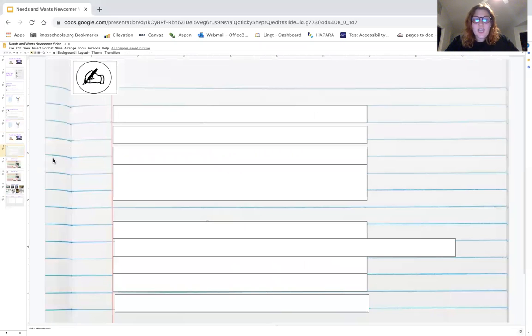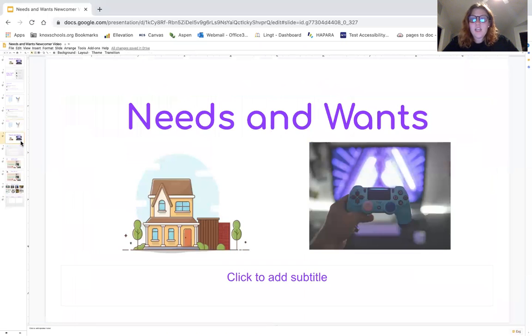So needs and wants. We're going to talk about how these things are different. Needs and wants are very different things. So let's look at the picture. Here in the picture, we have a house, and then in this picture, we have video games. Okay, so a house and video games, they are very different things.